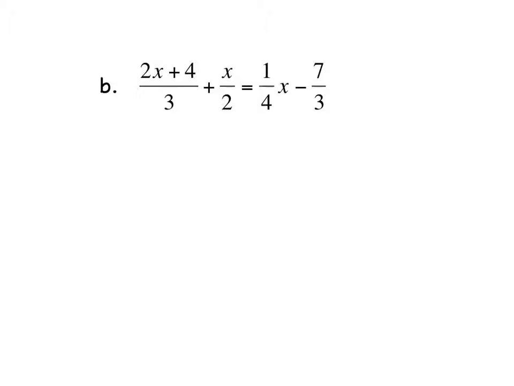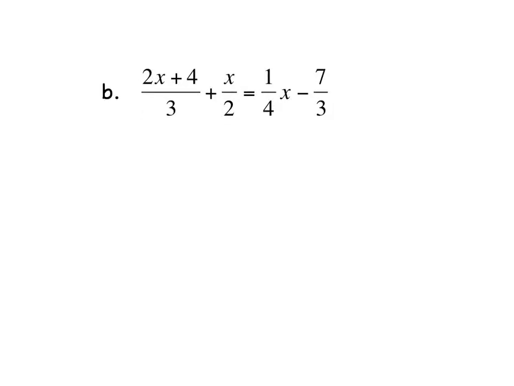Okay, so we have (2x plus 4) over 3 plus x over 2 equals 1/4 times x minus 7/3. So the first thing we want to identify is what is the LCD of those denominators. Okay, 3, 2, 4, and 3. So we're really looking at 3, 2, and 4. What's the first number that all three of those numbers go into evenly? And hopefully you recognize that it is 12. Okay, so we are going to multiply every term by 12.